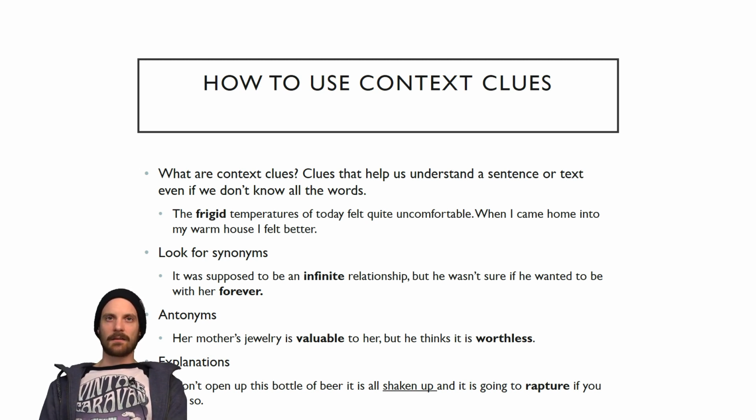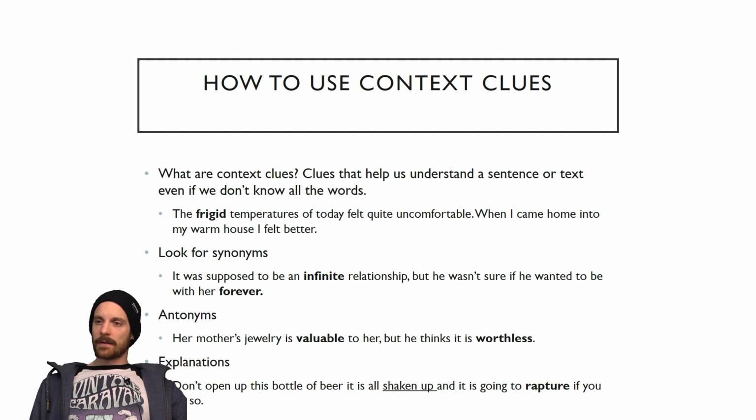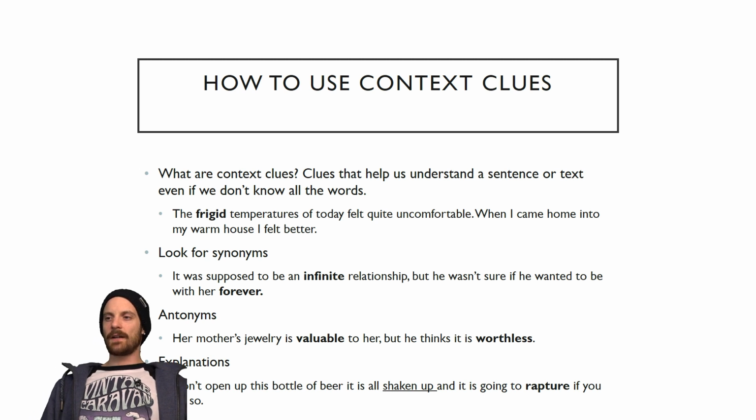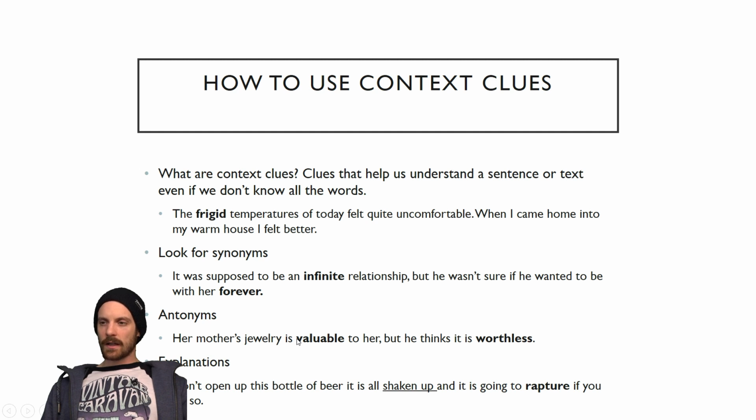We also use antonyms with context clues. In this case, I've written down the sentence: her mother's jewelry is valuable to her, but he thinks it is worthless. So, two opposite words. Worthless is the opposite of valuable. In this case, if you know the word worthless, then the opposite can only be the adjective you don't know. In the second sentence, infinite is of course also an adjective.